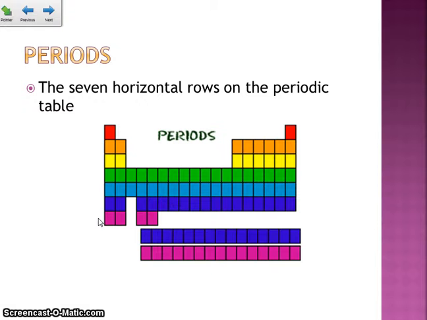Now, all of the elements in each row are said to be in that period. So all of the elements in this orange row are in period 2. So that would be including lithium, beryllium, boron, carbon, nitrogen, oxygen, fluorine, and neon. That's this whole row. Those are all period 2 elements. Okay, if you need to pause to get your coloring and your labeling done, go ahead and do that. And then continue on when you're ready.